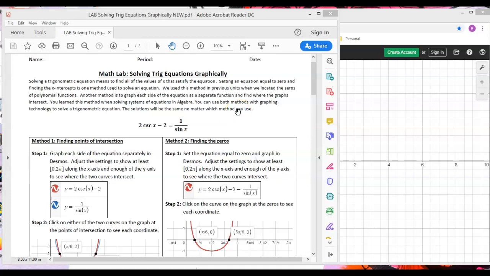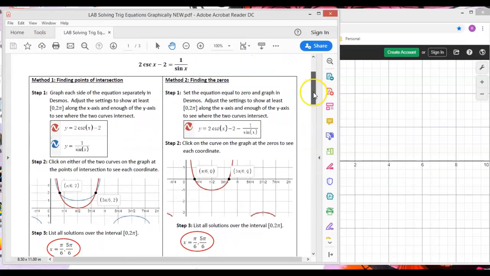But in order to get started, you're going to need to open up Desmos, and we're going to follow these instructions to solve 2 cosecant of x minus 2 equals 1 over sine of x. We're going to solve that equation graphically using these two methods, but just one at a time. So first thing we want to do in step 1 here is to graph each side of the equation separately in Desmos after adjusting the settings for the window to go from 0 to 2 pi along the x-axis, and we want enough of the y-axis to see where these two curves intersect.